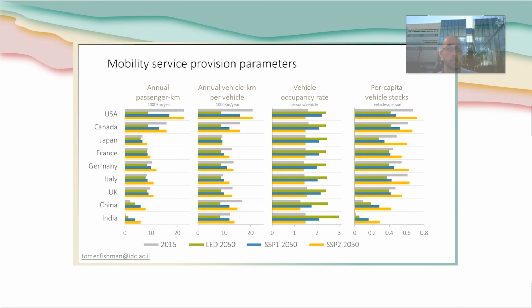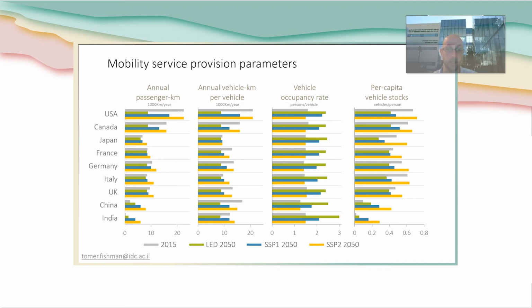For vehicles, these are the mobility service provision parameters, combinations of the passenger kilometers driven by people, by vehicles, and the vehicle occupancy rate, all of which can be changed with material efficiency strategies too. These lead to per capita vehicle stocks that are the baseline for each of these three scenarios.